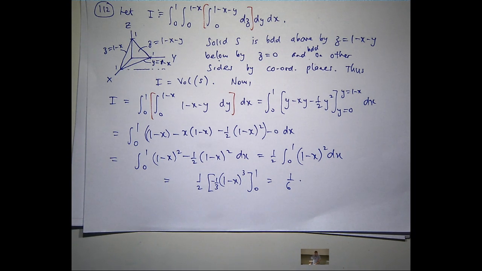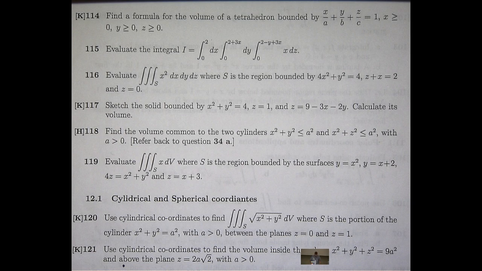Okay. I'll do 117. Sketch the solid bounded by this cylinder, this plane, and this plane. We're asked to sketch it and then calculate the volume. Okay? So we've got a couple of different surfaces and regions and things going on here. Just remember, cylinder, plane, constant plane, non-constant plane.